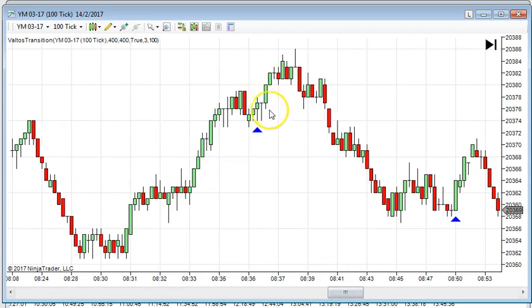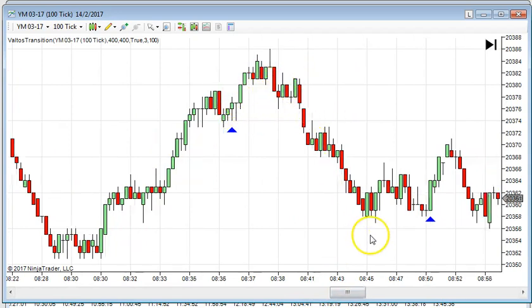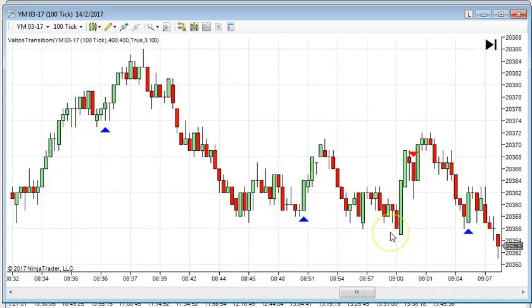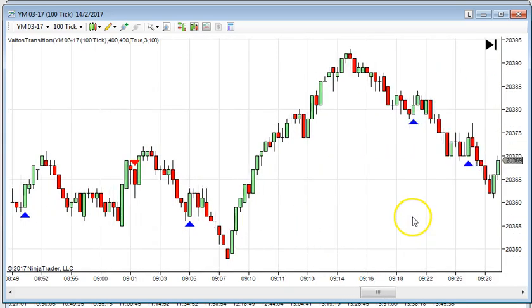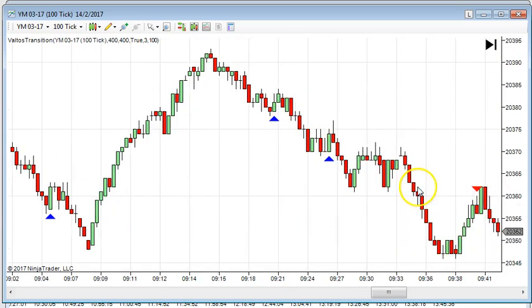So at 8:30, you got a little bit of a move here. Not much before it sort of worked its way down. Again, another little move here, not much before it worked its way down. Got a sell here. Probably would have stopped you out. This buy probably would have stopped you out. These buys would have stopped you out.